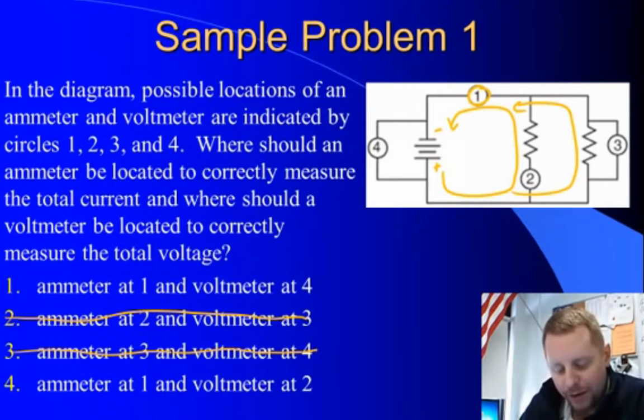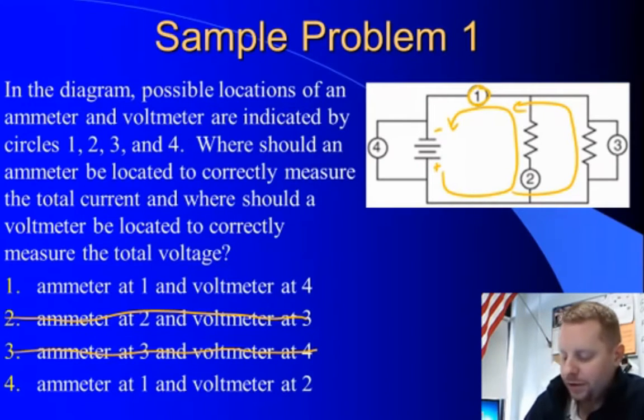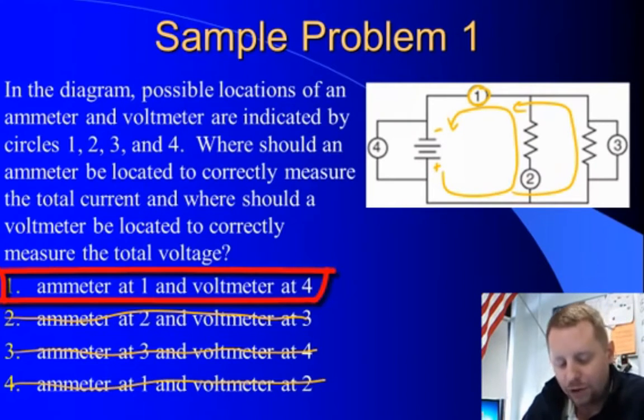Now we want a voltmeter to measure the total voltage. So our choices, where we can measure the total voltage, it has to be in parallel. So I could pick number 4, and that'll measure the total voltage, or number 3, that'll measure the total voltage. If I were to place it at 2, however, that's not going to work. That's in series, not parallel. So it can't be 2. That leaves us answer 1 is the only option, the ammeter at 1 and the voltmeter at 4. That'll give us the total current through the circuit and the total voltage, the total potential difference.